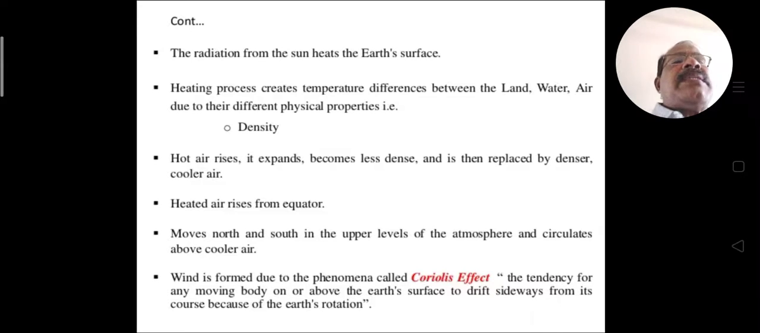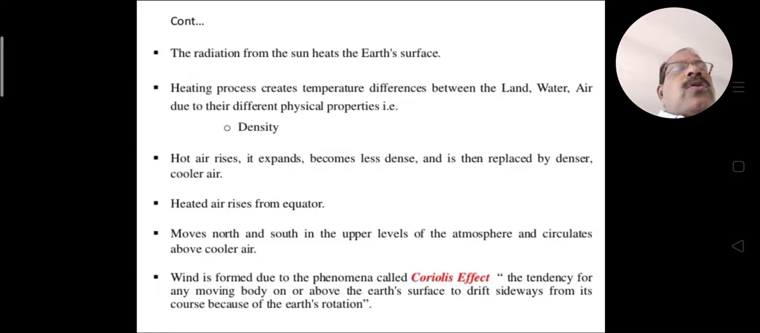And the radiation from the sun hits the earth's surface. Due to the sunlight, the temperature of the earth's surface gradually increases. This heating process creates temperature differences between land, water and air, due to their different physical properties, that is, density. So hot air rises, it expands, becomes less dense, and is then replaced by denser air.